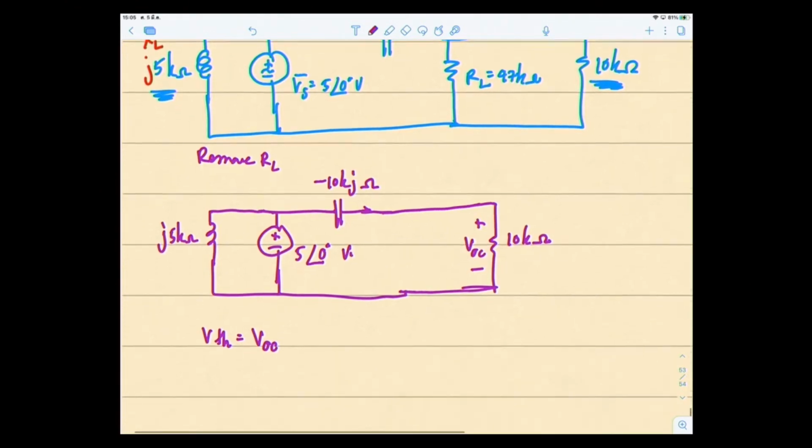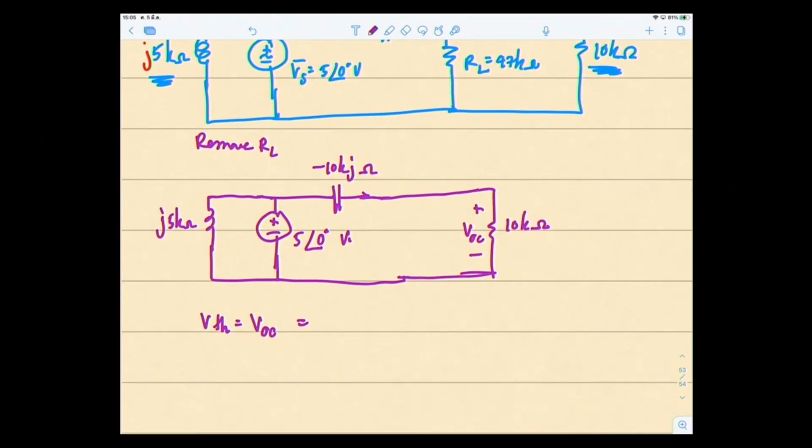Well, if I'm a current I flowing out from the source, then I split into here and here. This current goes through the minus j10K and goes through this R, so these two are connected in series. Of course, you can find I total split into this I1, and I1 times 10K gives you the answer.